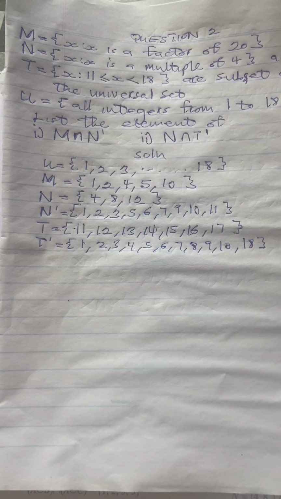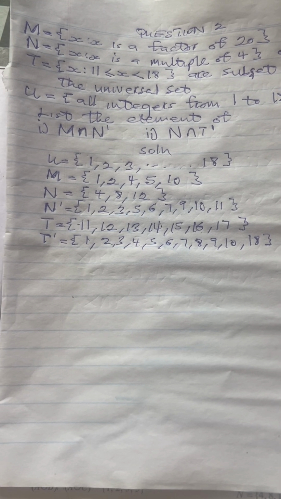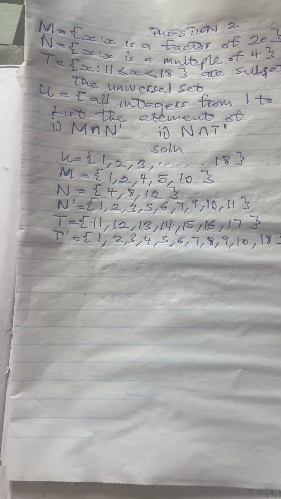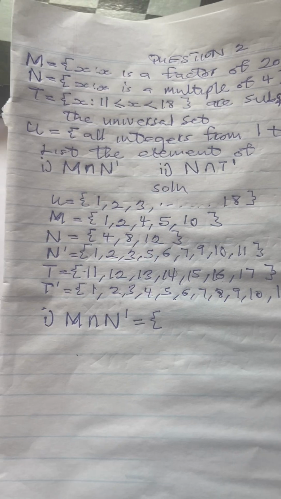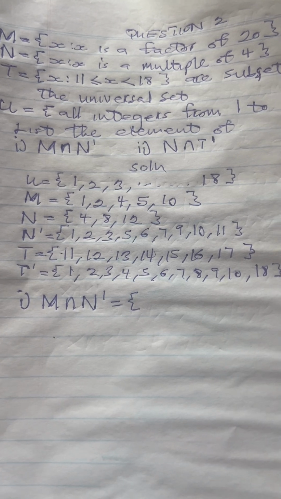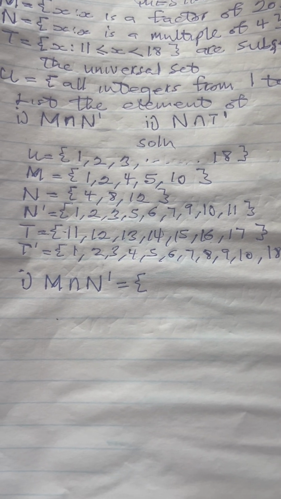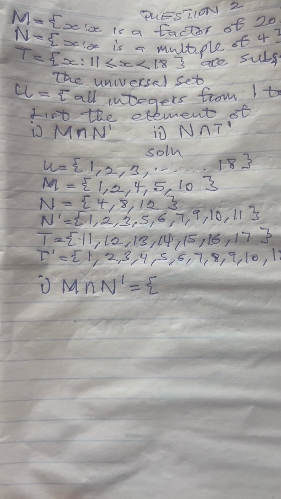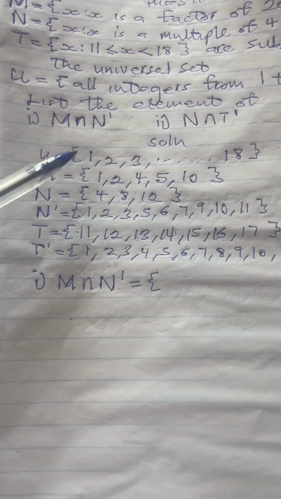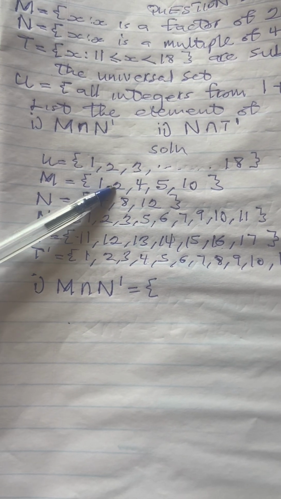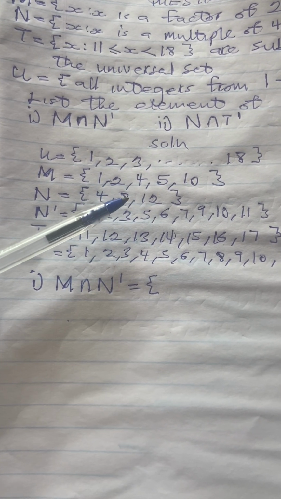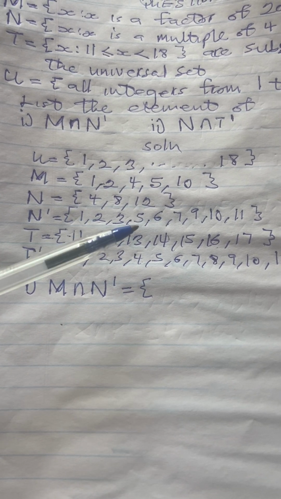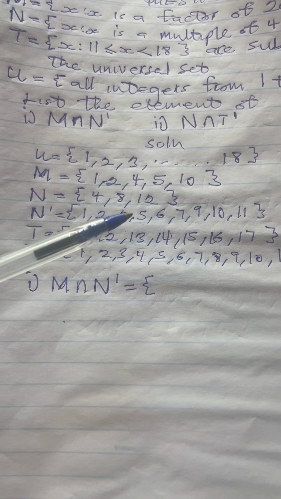Now we have come to the main question. I. It says m intersection n complement. M intersection n complement. So for the m intersection n complement, they are the values that can be found in both m set and the n complement set. So where is the m set? So there's the m. You have 1, 2, 4, 5, 10, and the n complement too. N complement, you have 1, 2, 3, 5, 6, 7, 9, 10, 11.